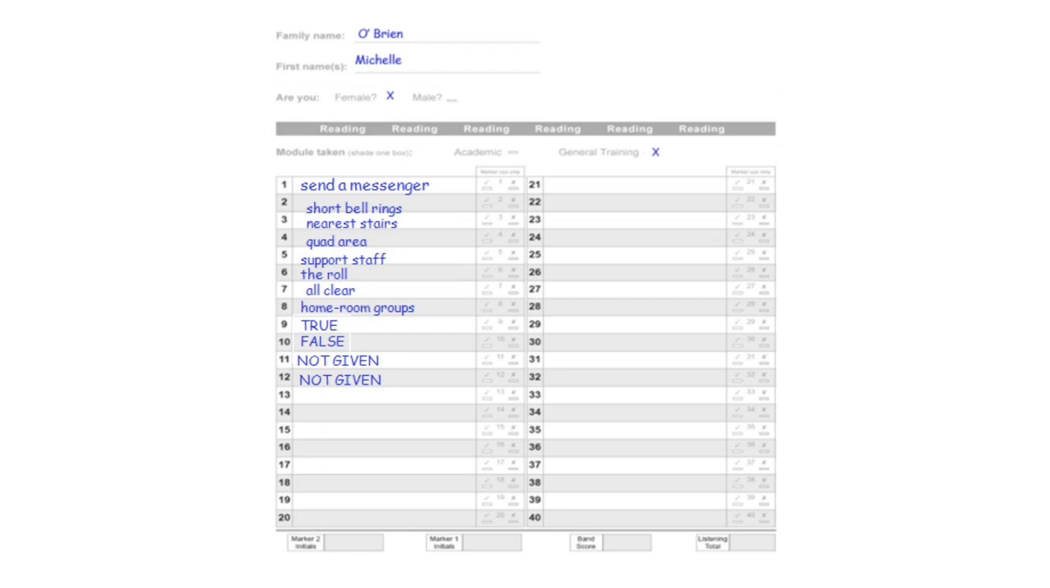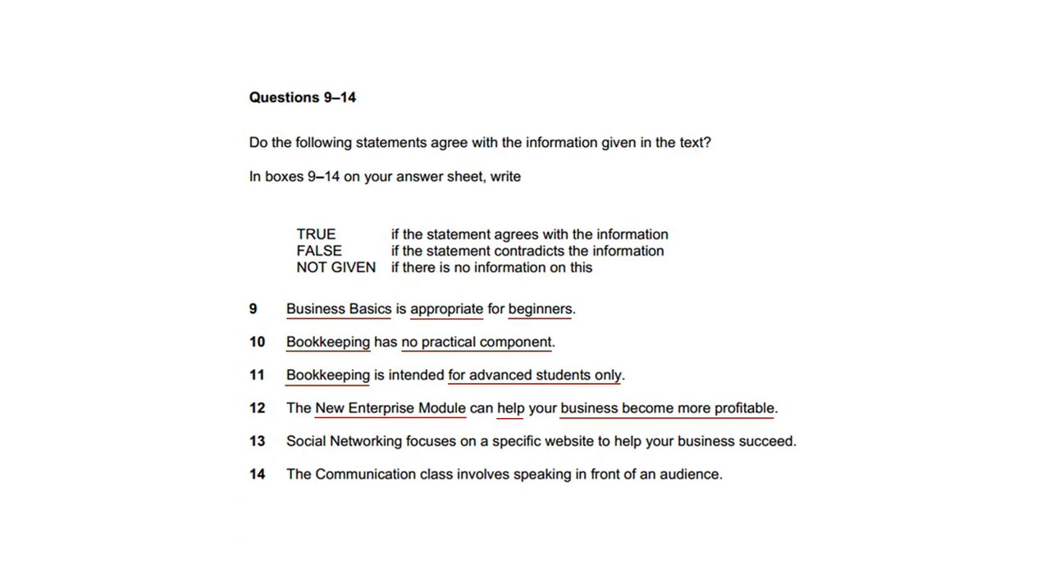Then go back to your question paper and look at number 13. Number 13 states, social networking focuses on a specific website to help your business succeed. We need to work out whether this statement is true, false, or not given based on the information given in the text. So first, underline any keywords. I would underline social networking focuses on a specific website, help business succeed.